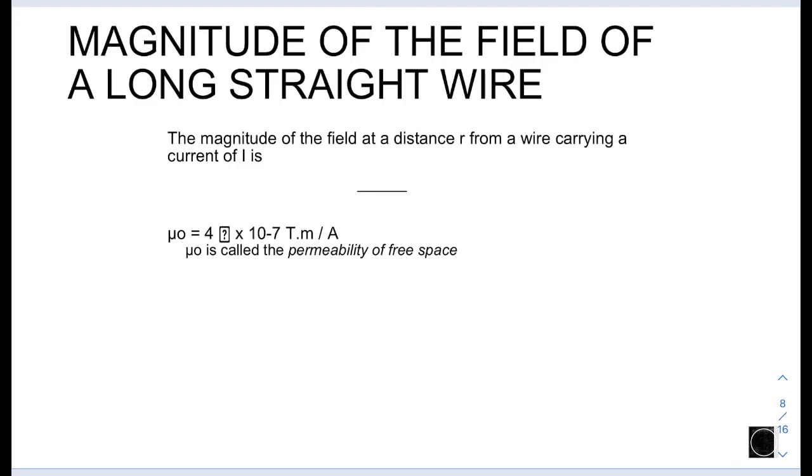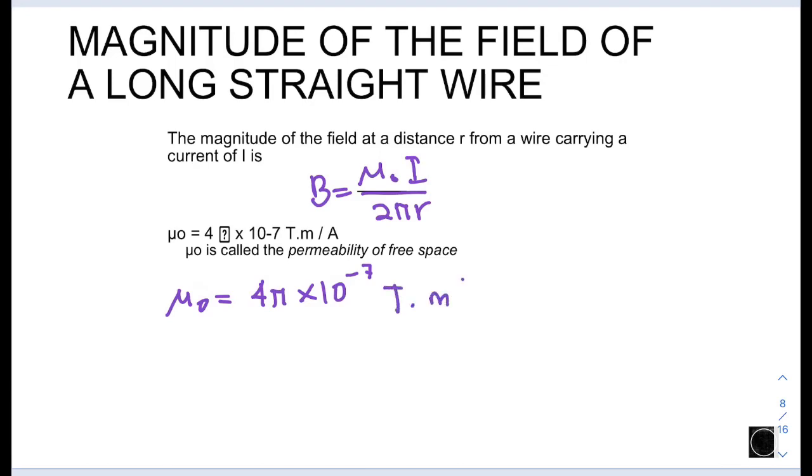Now, magnitude of the field along the straight wire. The magnitude of the field at a distance R from a wire carrying current I is given by B equals mu naught I divided by 2 pi R. Mu naught is the permeability of free space. The value is mu naught equals 4 pi times 10 to the power of -7 Tesla meter per ampere. This is a constant. You also can find this from your calculator.